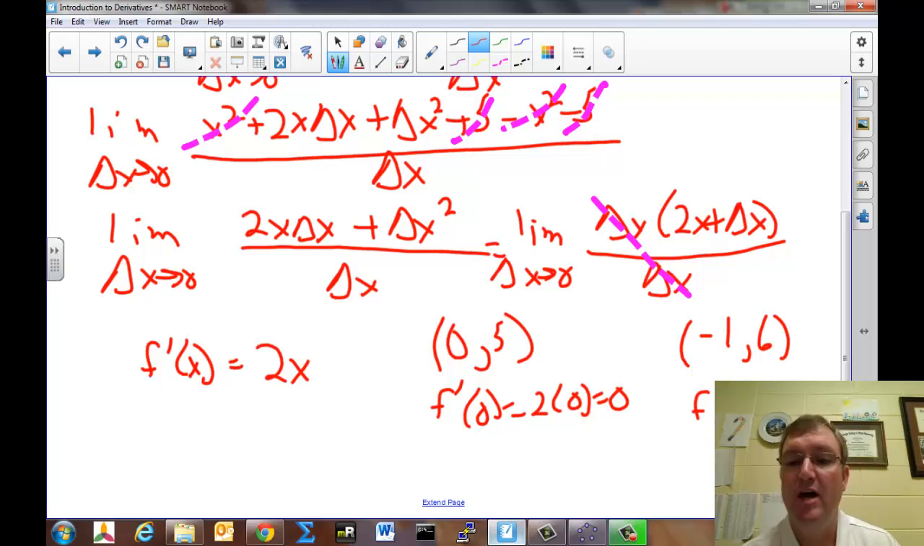And we could do that for any point that's on the curve. Since we have gone through and determined that the derivative is 2x for this function, we can find the derivative at any point that's on the curve now simply by plugging in the x value into our derivative function.